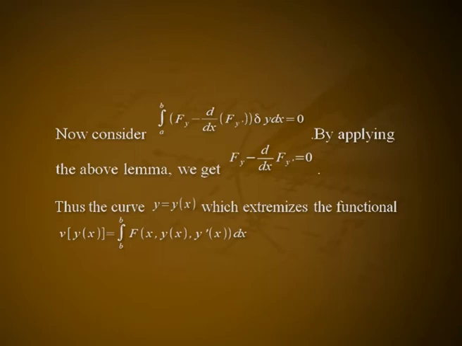Now, consider integral a to b f_y minus d by dx of f_y dash delta y dx equal to 0. By applying the above lemma, we get f_y minus d by dx of f_y dash equal to 0. Thus, the curve y equal to y of x, which extremizes the functional v of y of x equal to integral a to b f of x, y of x, y dash of x dx, is a solution of a second order differential equation f_y minus d by dx of f_y dash equal to 0. This is called Euler's equation, and integral curves of this differential equation are called extremals.